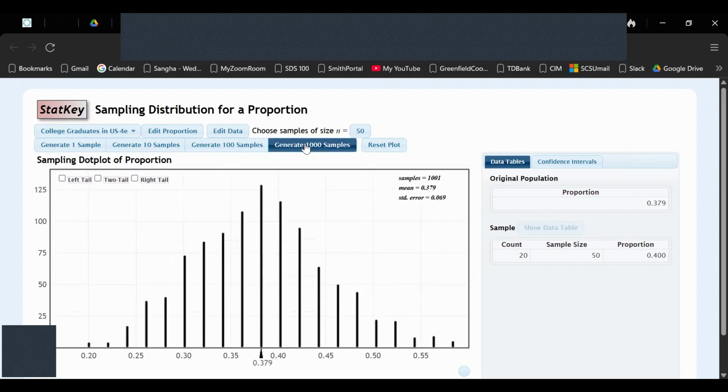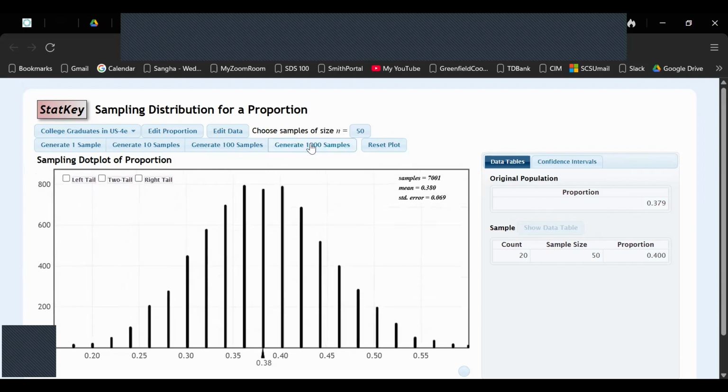There's 1,000, 2,000, 3,000, 4,000. And notice how quickly this starts to look like the standard normal curve, right? Notice that now we have 8,000 samples. Oh, no, now we're up to 12,000. And notice that the mean of the proportions in these is 0.379, which is the population proportion.